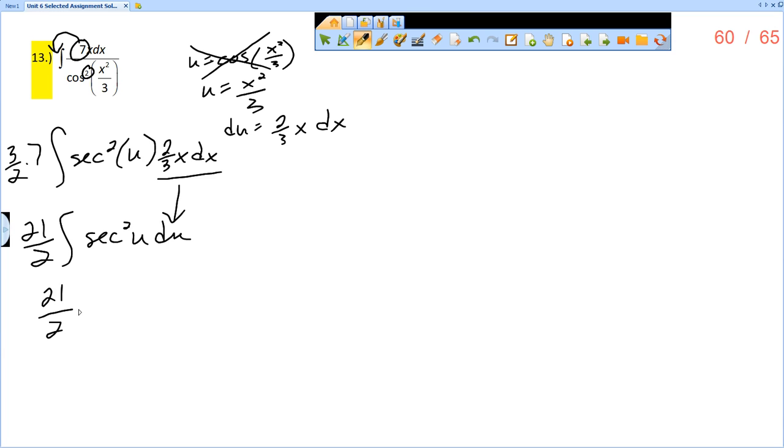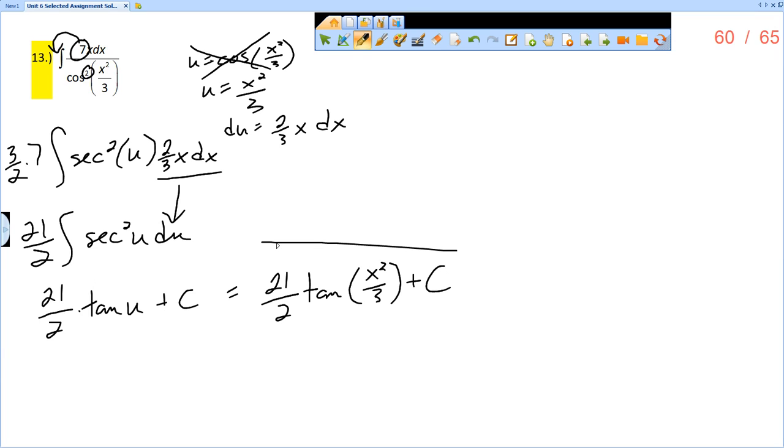All right, so now 21/2 times the integral of secant squared. Remember, the integral of secant squared is simply tangent, right? Why is that? Because the derivative of tangent is secant squared. So 21/2 tangent of u plus c, and then you replace the u. So 21/2 tangent of x squared over 3 plus c. And that is problem number 13.